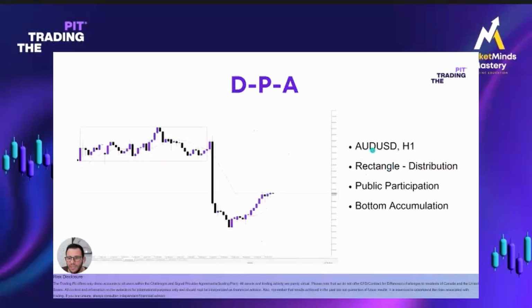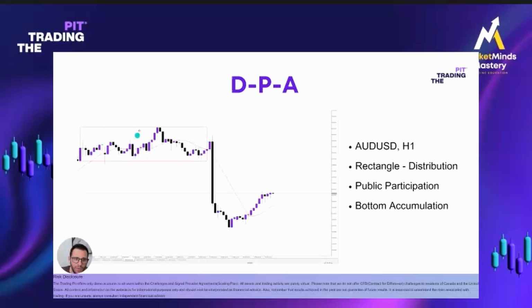Next one. This is the Australian dollar, US dollar. Remember, I explained at the beginning that different time frames have all this stuff. You can find everything in any time frame. You just need to set up some boundaries for what you really want to trade and what type of trader you want to be. So, Australian dollar, US dollar, the hourly chart.